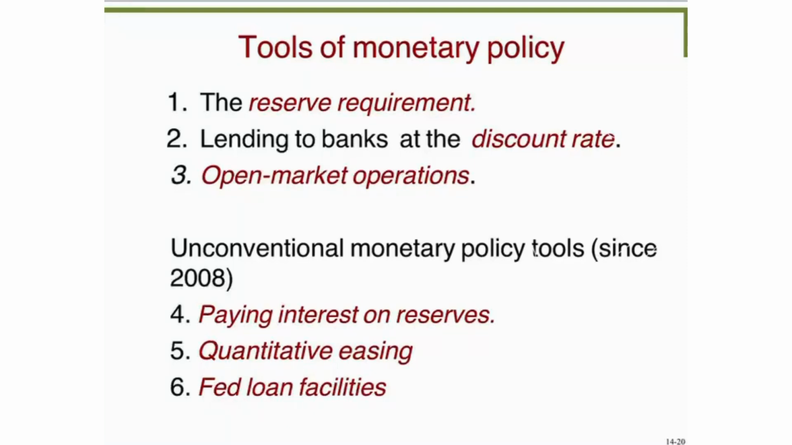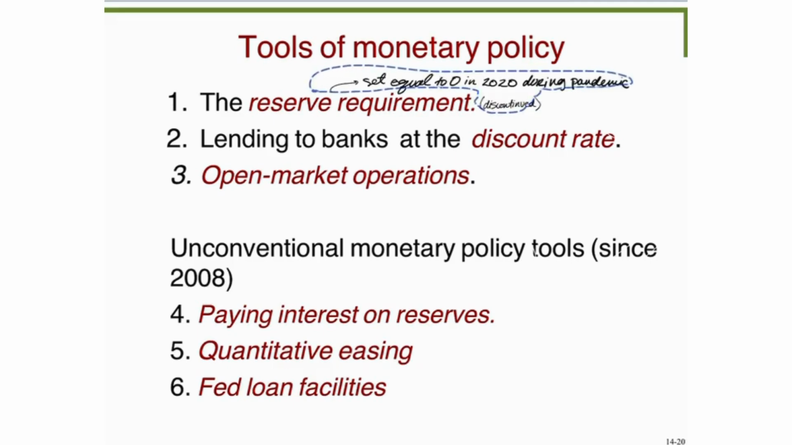And I'll be talking about the tools of monetary policy and the unconventional monetary policy tools. So the reserve requirement is the amount of money banks must hold in reserve, and when the reserve requirement increases, the amount of money decreases. And in 2020, it was set equal to 0 during the pandemic, and it was discontinued.